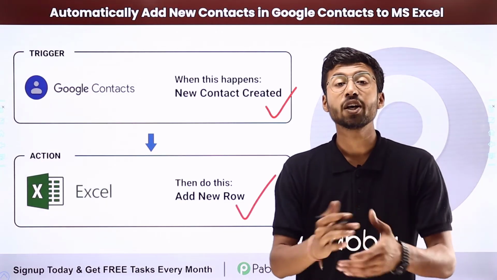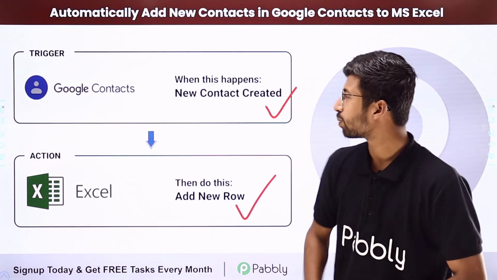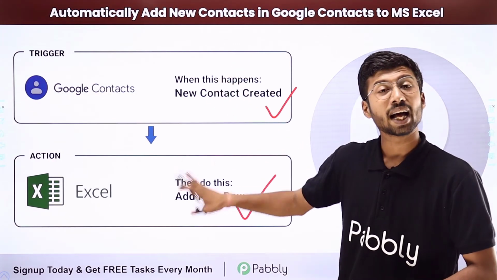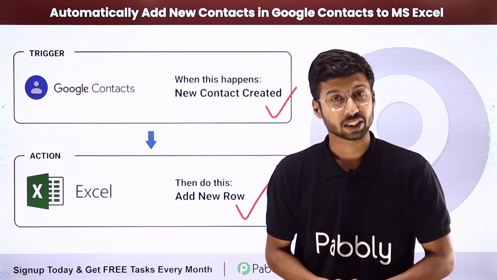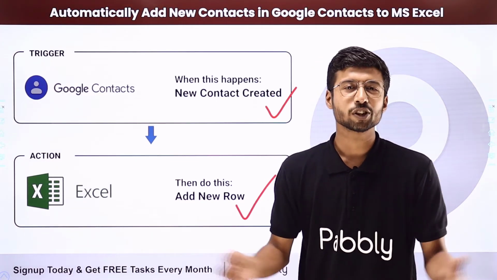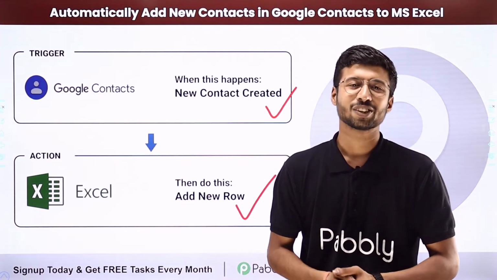Now guys, you can completely automate this process, and the trigger of this automation will be new contact in Google Contact, and the action will be addition of a new row, addition of that new contact's details into Microsoft Excel. Now how can you set up this automation? To know this, you have to come with me to my screen.